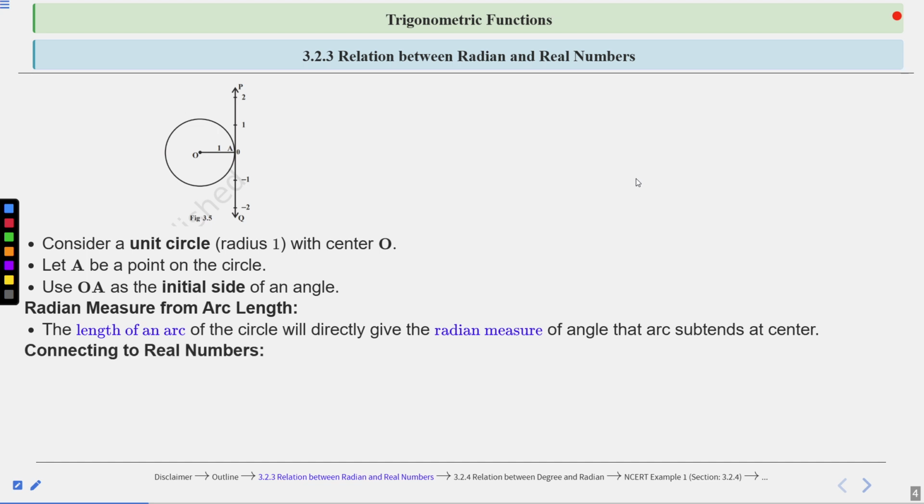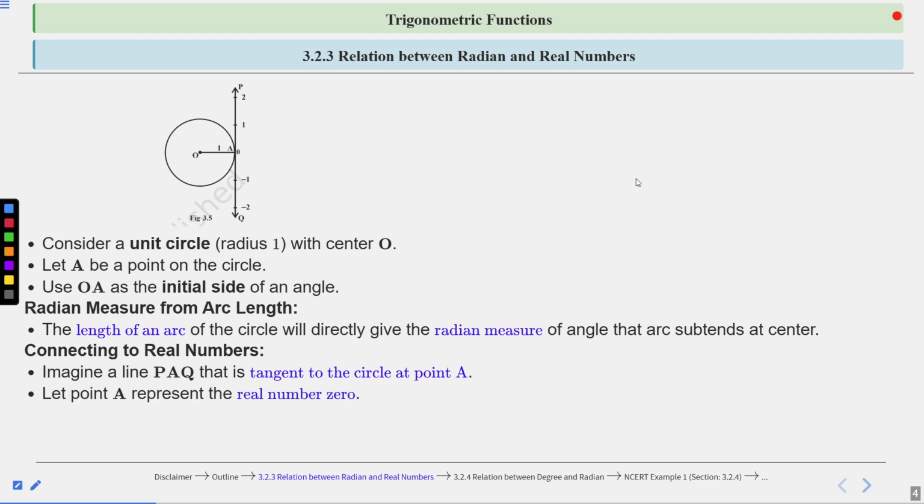Now just connect this to the real numbers. So now imagine PAQ, which is the tangent to the circle at point A. As you can see from the diagram, A is a point on your circle, and you have a line passing through this point A and touching the circle, and we call this line PAQ. As you can see, P is in the positive direction, Q is in the negative direction of the line. Clear?